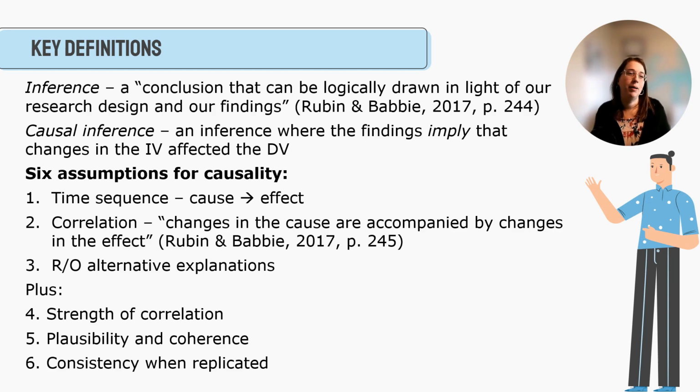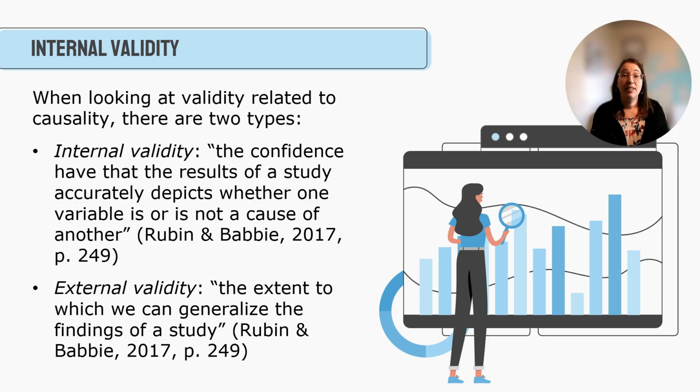If it is, we may not be able to say that there's a causal relationship between the two. So we talked a little bit about validity and reliability in some of the previous chapters. And if you remember, validity relates to the idea of, are we accurately measuring what we think we are measuring? And when you're looking at validity related to causality, there's 2 types.